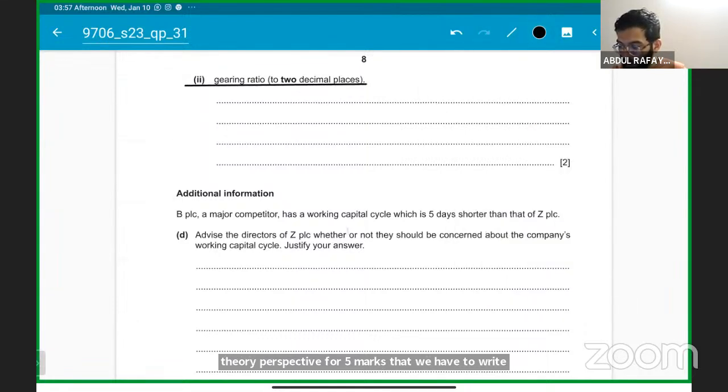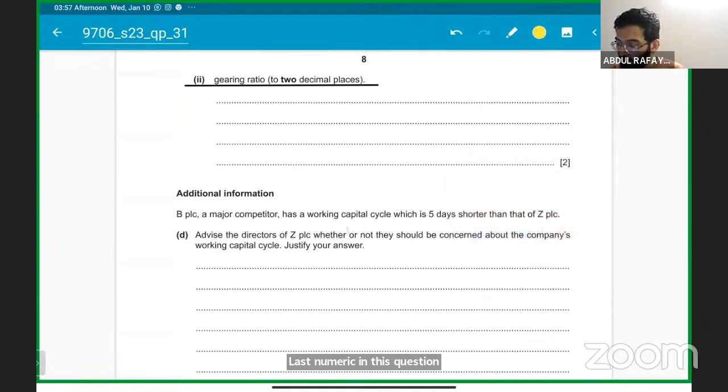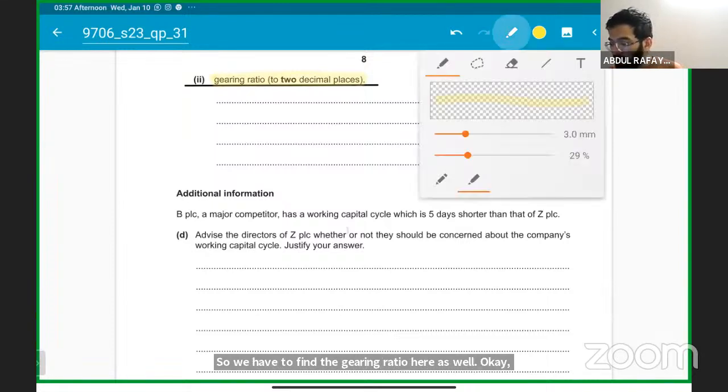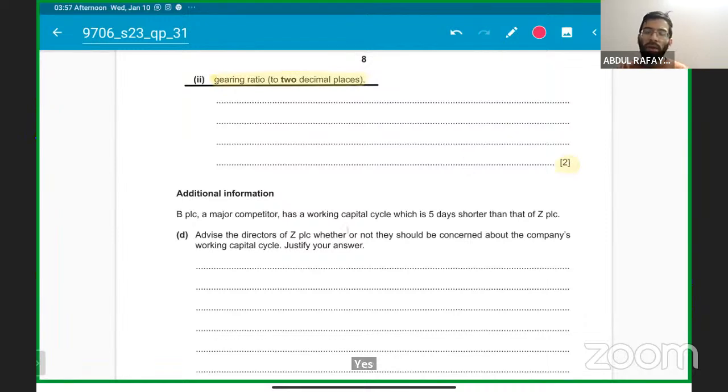Last numeric in this question is, as always, you will have to find one of the ratios. So we have to find the gearing ratio here as well. Okay, students, getting it? Everyone with me? For 2 marks, you have to find the gearing ratio. And as we have already talked about, gearing ratio is basically simple. It tells us about how much debt and how much equity is there, whether the company is financing through debt more, or the company is financing more through equity.